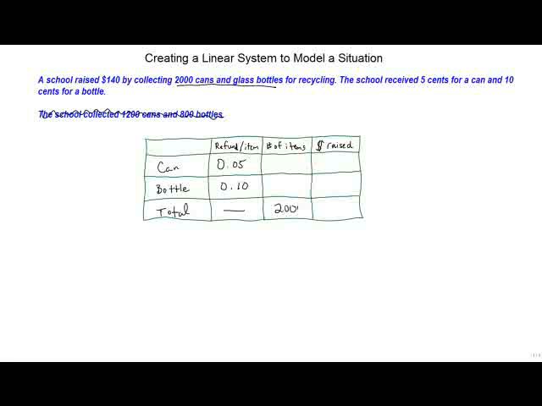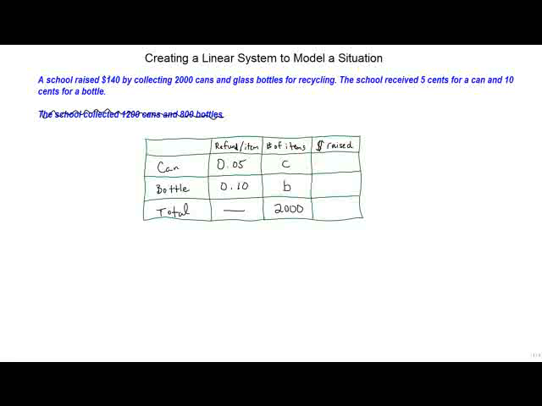There's 2,000 items. But since we don't know how many cans and how many bottles there are, we are just going to represent these with letters. We'll represent the number of cans with a C, and since we don't know the actual number of bottles, we'll represent it with a B. So we just need to fill in the last column now.